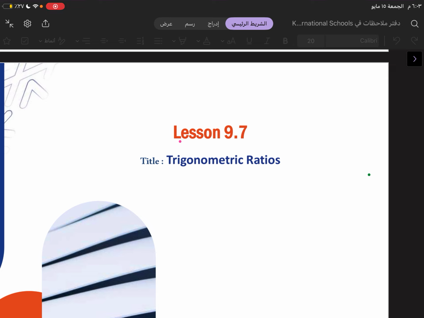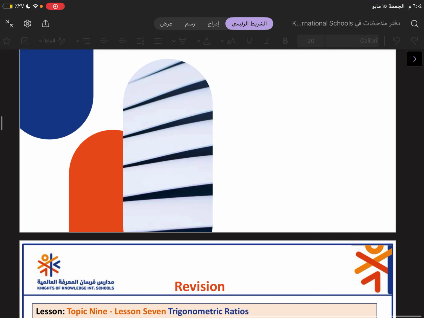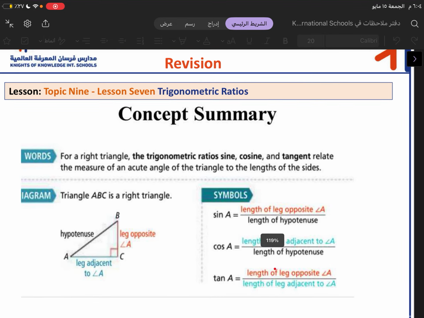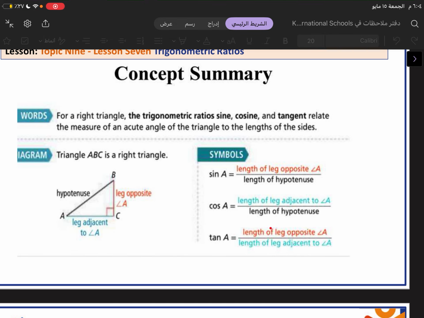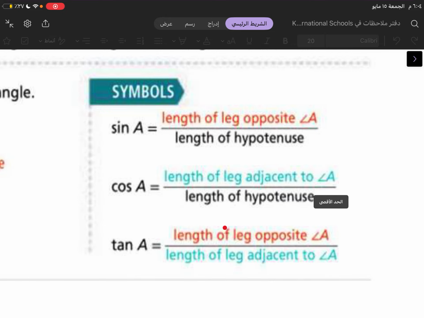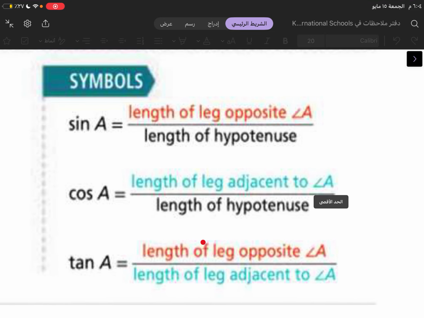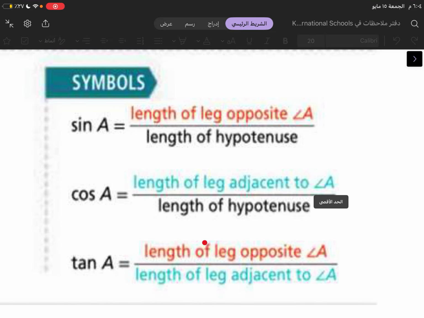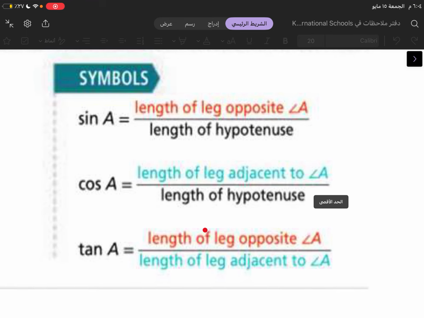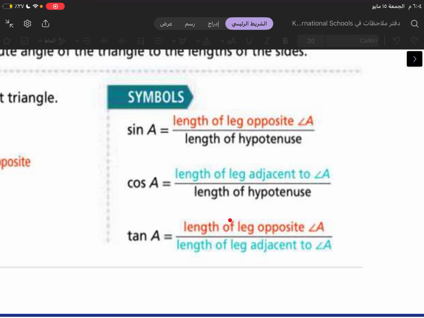Fast revision for trigonometric ratios. Before we start, you need to memorize these three ratios, and I know you know, okay, that sine equals opposite over hypotenuse, and the cosine is adjacent for angle A over hypotenuse, and the tan equals opposite over adjacent.